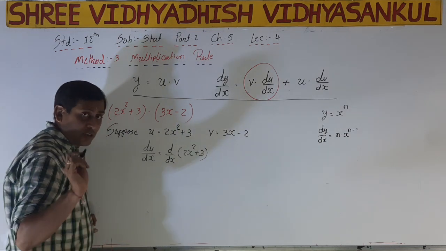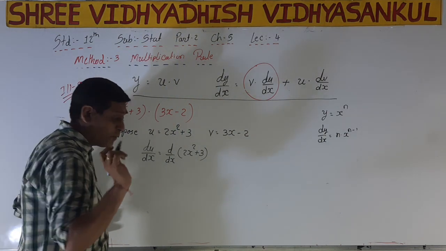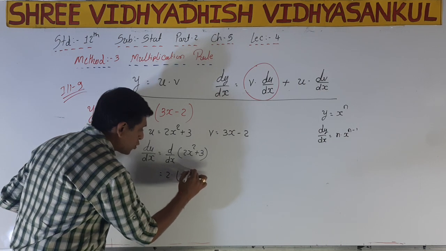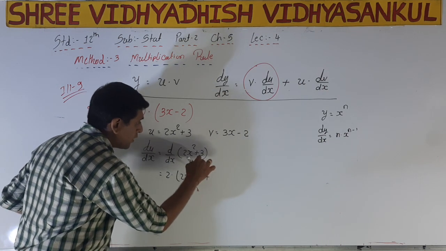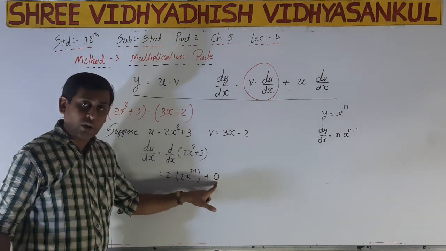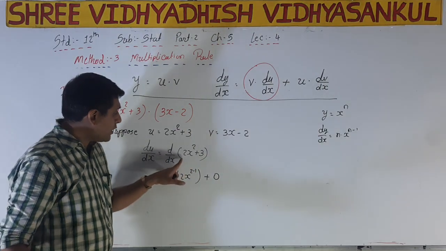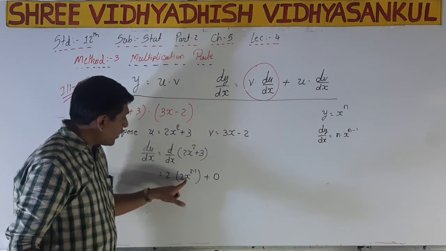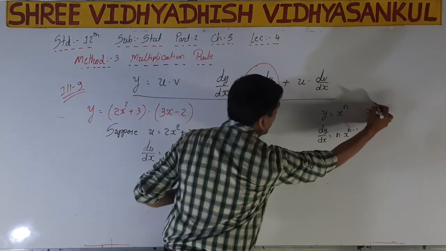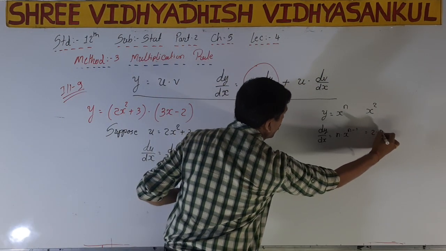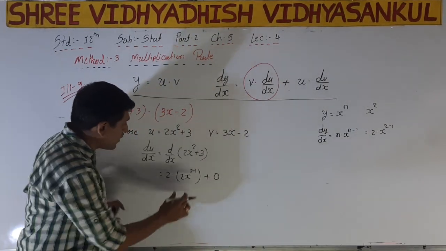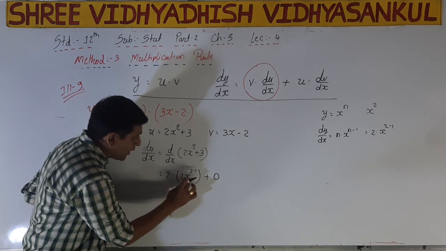I am just explaining this sum to you. You don't have to write this, please. 2 into 2 into x raised to 2 minus 1, plus 3. What is the differentiation of 3? It is a constant, that's why 0. And here, 2 as it is, 2 into x raised to 2 minus 1. x raised to 2, x square. What is the differentiation of this? 2 into x raised to 2 minus 1 as per this rule. So what is the differentiation of x square? 2 into x raised to 2 minus 1.